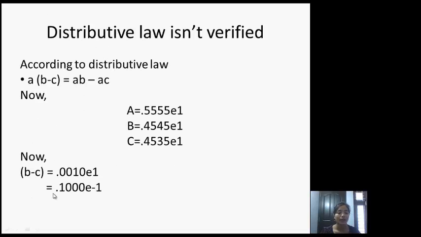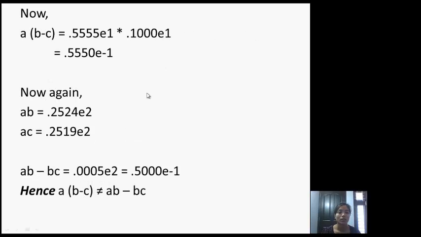Our b - c will be 0.1000 × 10^-1. Now we multiply the value of a by this, and we'll have 0.5550 × 10^-1.